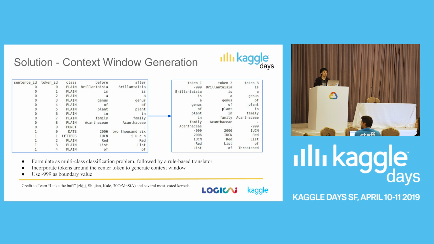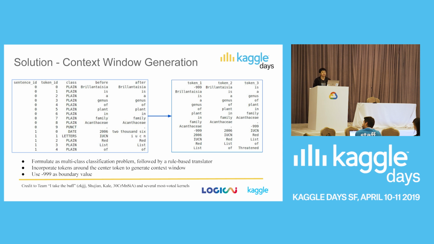So here, the first step I did is called context window generation. What that does is, you can use only that single token. It's fine. You can use only that single token to develop a classifier. But it would be better if you can incorporate a context window, meaning the tokens before and after. That adds more context to your prediction.